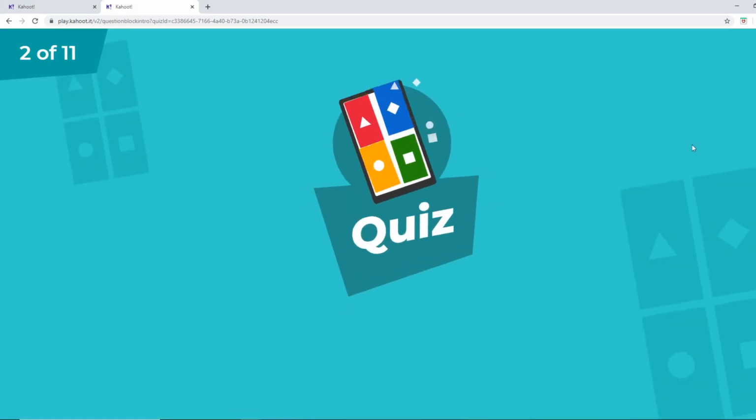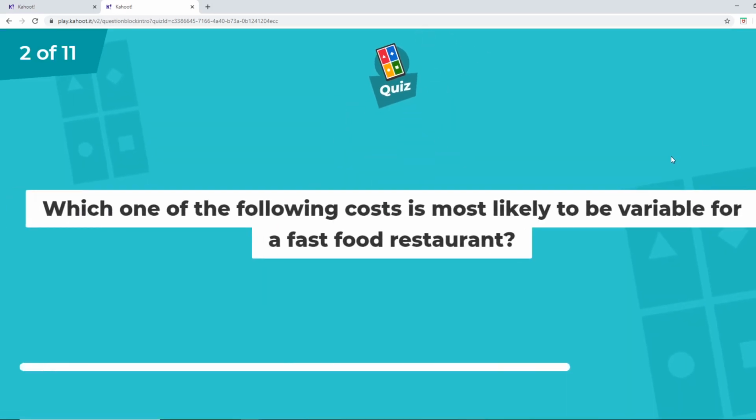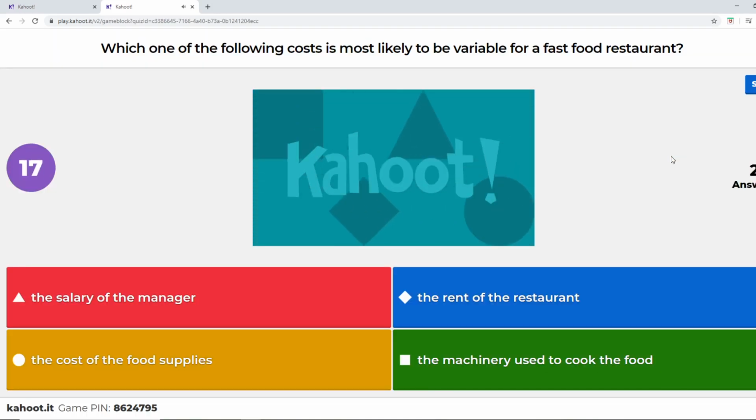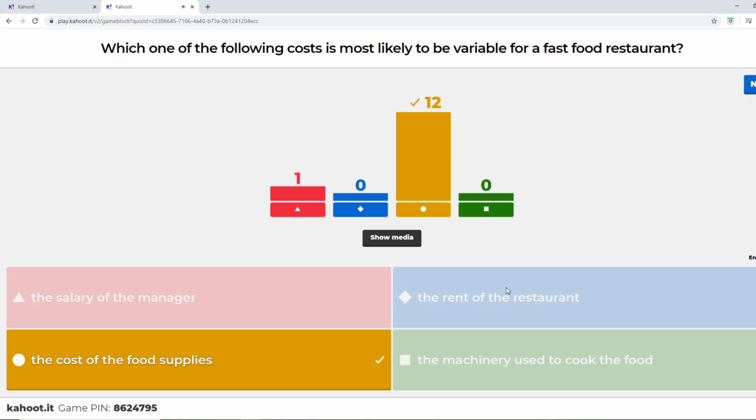Okay, so second question. Okay, so that's good, right? The rent of the restaurant. What kind of cost is that? The rent. What kind of cost is that? Yeah, fixed cost, right? Because it doesn't really matter about the output. When the restaurant is producing, they are paying the same rent. And if you're talking about the salary of the manager, it doesn't really matter how much output the restaurant is producing. It's going to be fixed. You still need that one manager there every month.